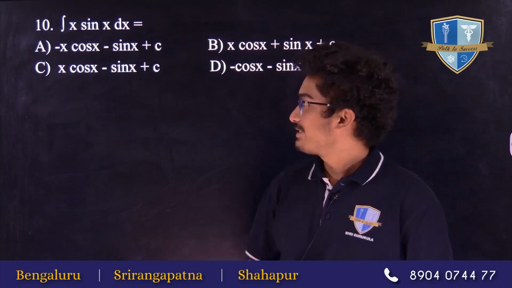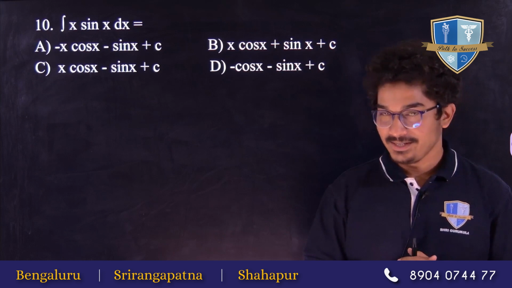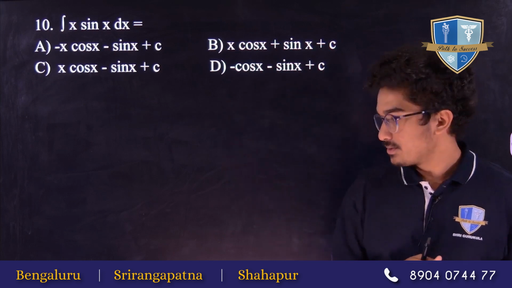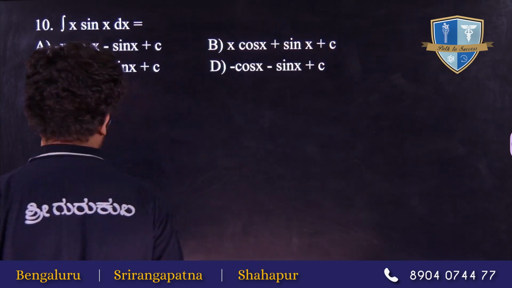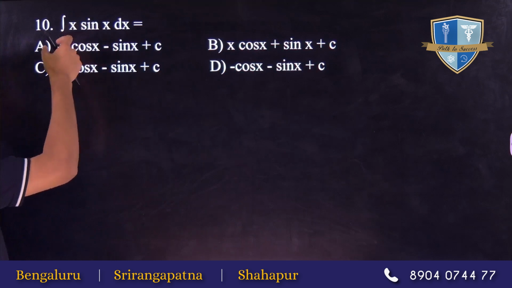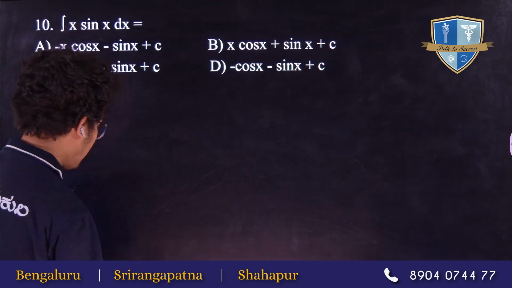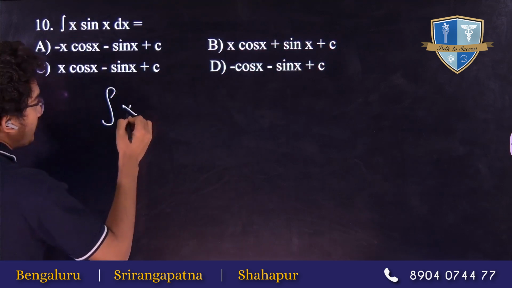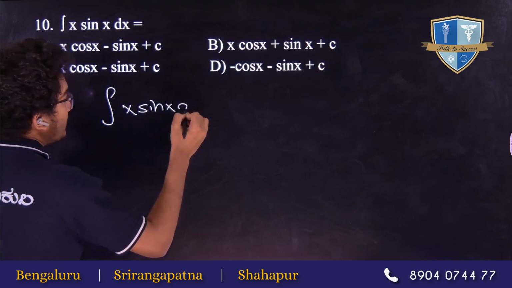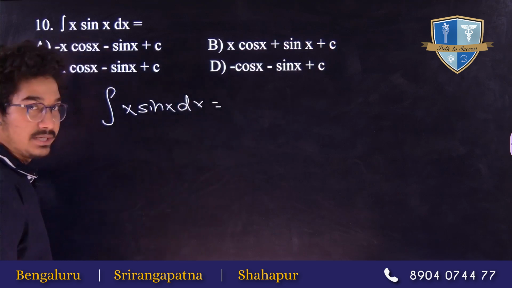So the next question is the integration of x sin x dx, and these are our options. So let's see. To solve this, when we have a multiplication of two functions, we use integration by parts. So the integration of x sin x dx, now we'll use integration by parts.